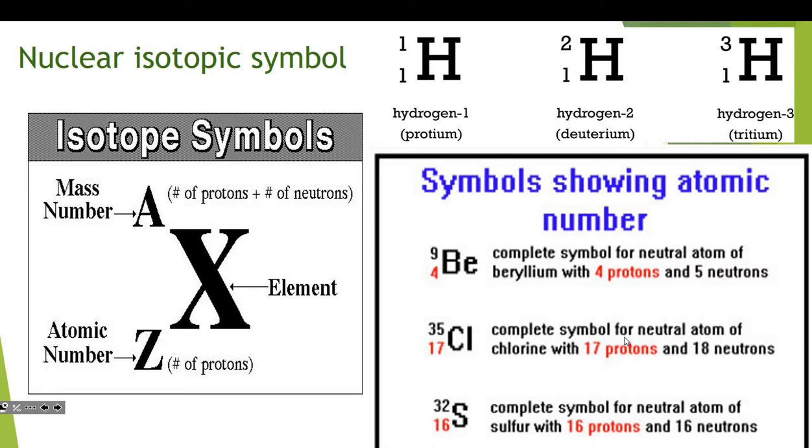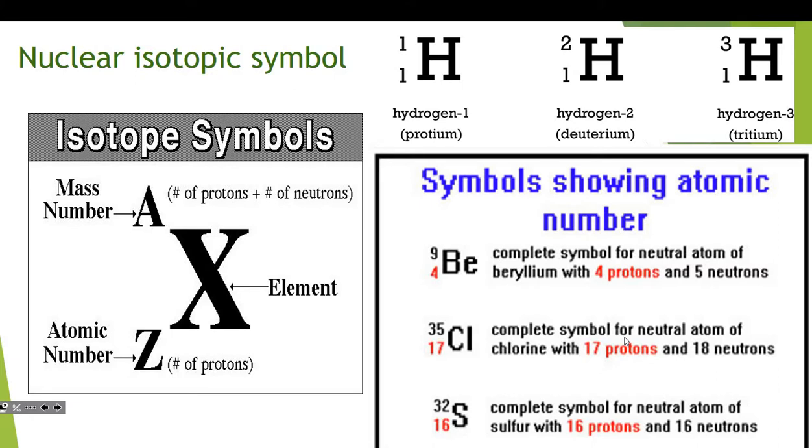We learned this the very first of the year, and I've just been throwing in review questions as we go. Remember, the top number is your mass number. That's the number of protons plus neutrons. The bottom number is your atomic number. That tells you what element is on the periodic table and how many protons. And then your element symbol.